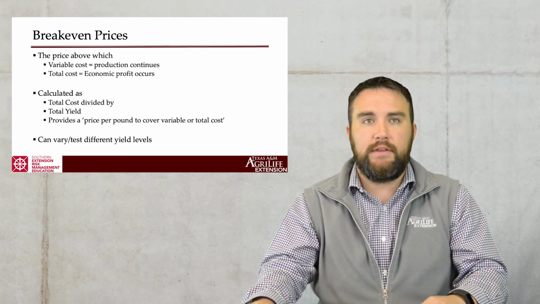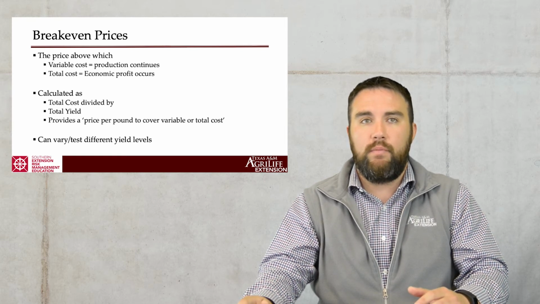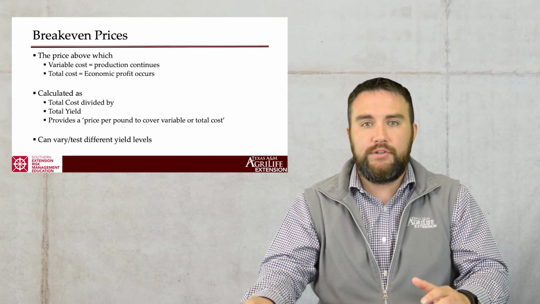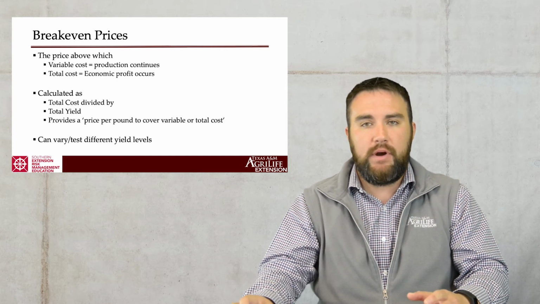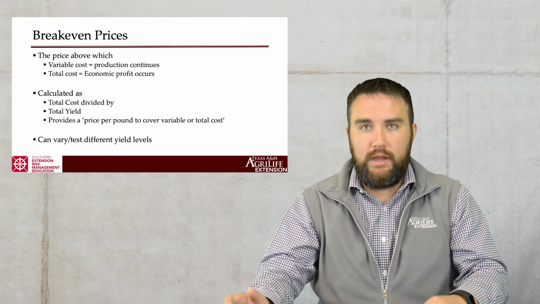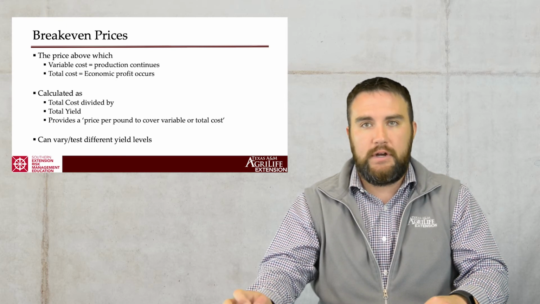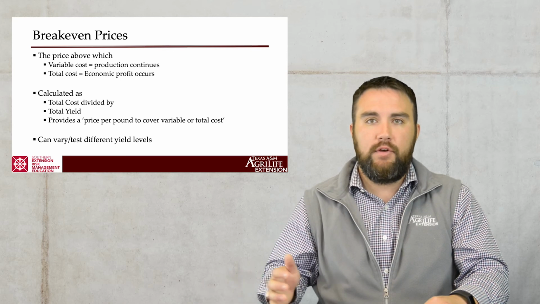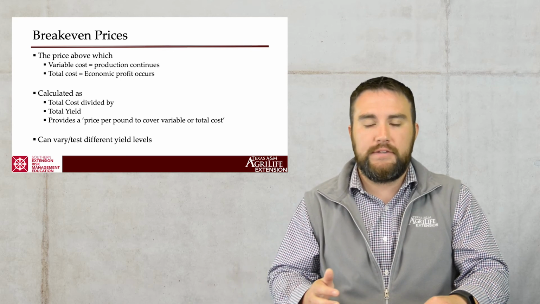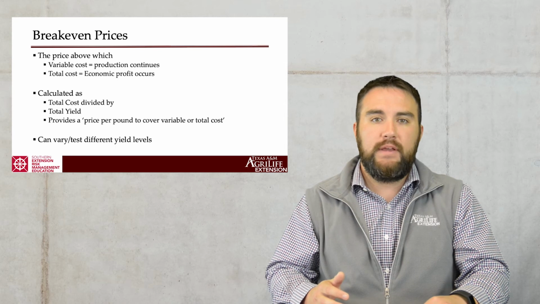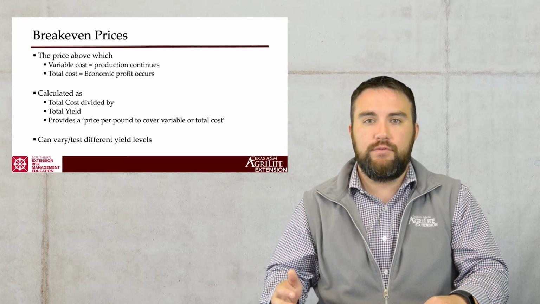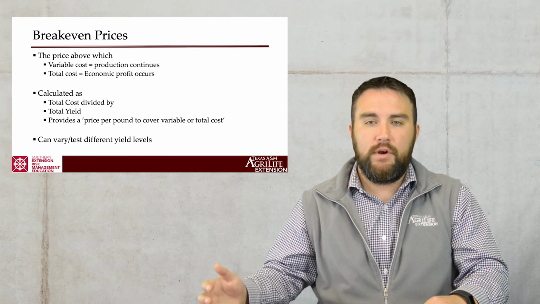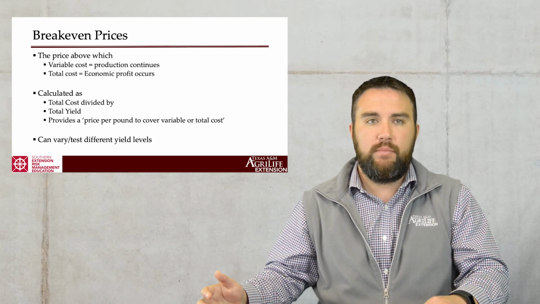These prices are calculated as total costs or variable costs divided by a total yield. This produces a price per pound that we need to achieve in order to cover our variable costs or total costs. So again, if the price that's on the market is higher than your average variable cost or average total cost, it means that you have exceeded your price needed to shut down or stay in business, or exceeded the price that you need in order to turn a profit.